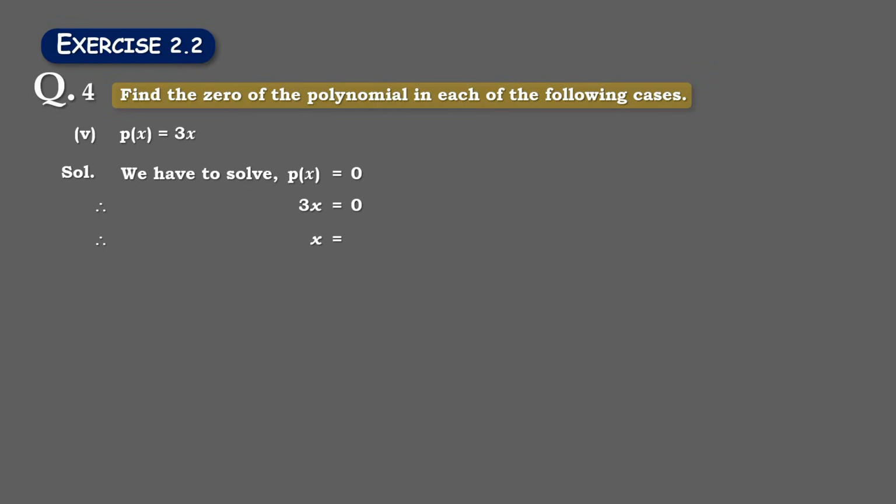We divide both sides by 3. This gives the value of x as 0. Therefore, 0 is the zero of the given polynomial 3x.